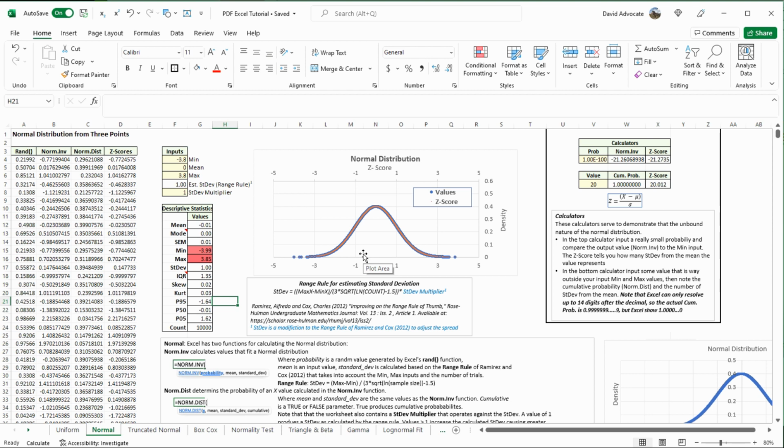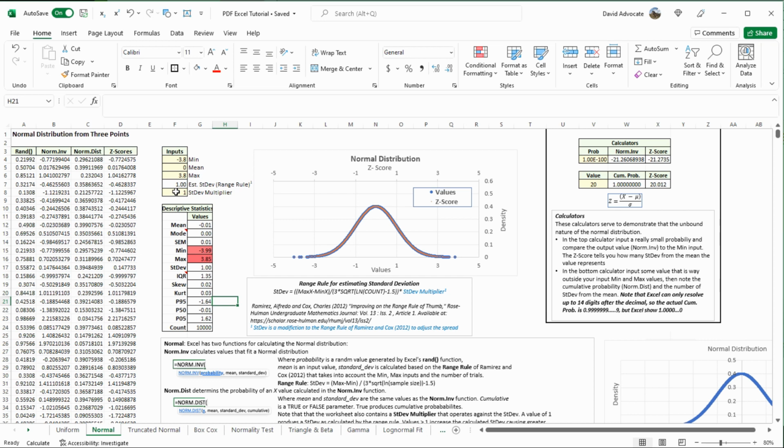In this case here, we're doing the density distribution. Another thing to note is that I've modified the range rule by Ramirez and Cox by adding a parameter called the standard deviation multiplier. What that does is that if I increase this input, I can expand the standard deviation, and I'll demonstrate this a little bit later on.